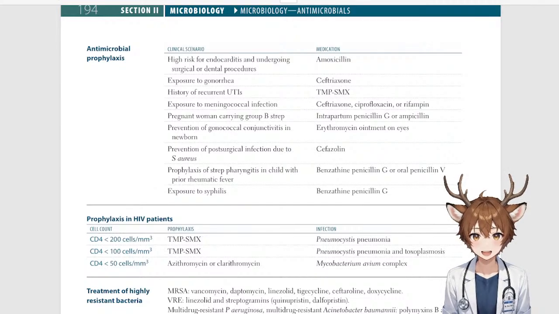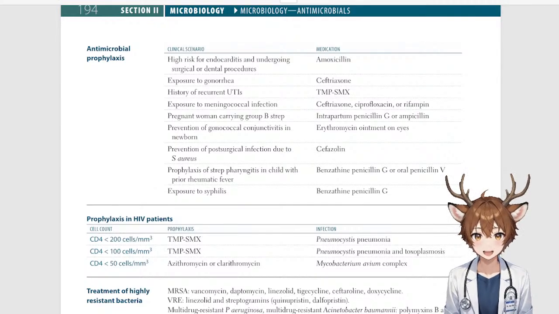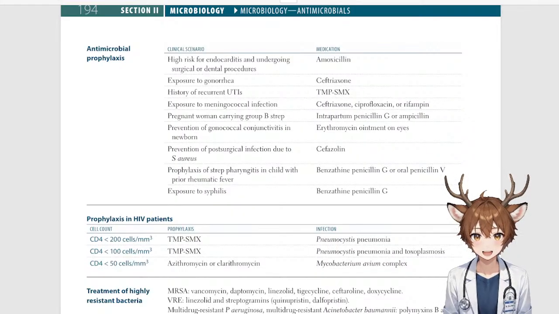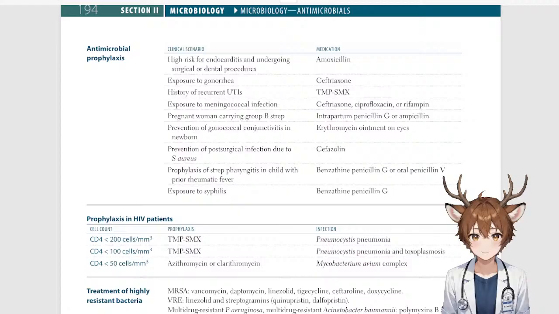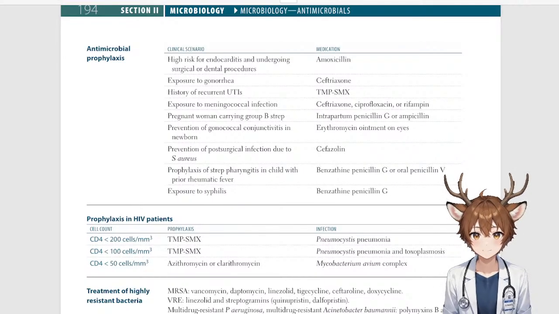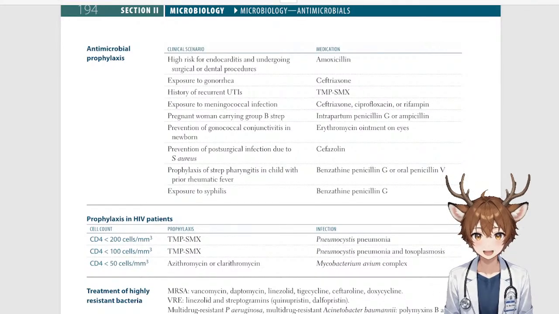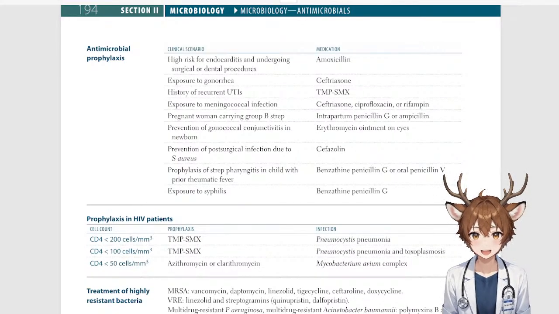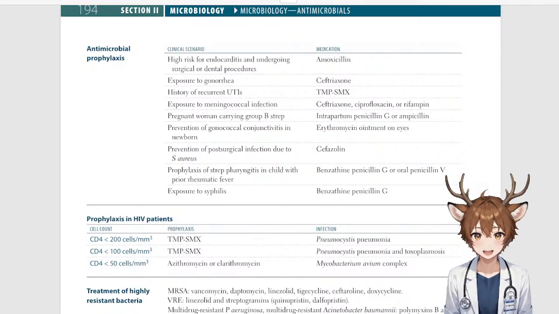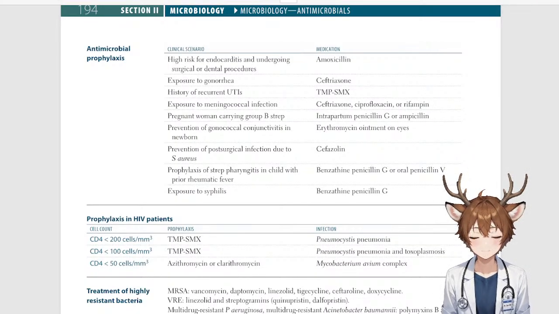Pregnant patients carrying Group B strep: intrapartum penicillin G or ampicillin. Prevention of gonococcal conjunctivitis in newborns: erythromycin ointment on the eyes. Prevention of post-surgical infection due to Staph aureus: cefazolin, vancomycin if positive for MRSA. Prophylaxis of strep pharyngitis in a child with prior rheumatic fever. What do you give them? Benzathine penicillin G or oral penicillin V.